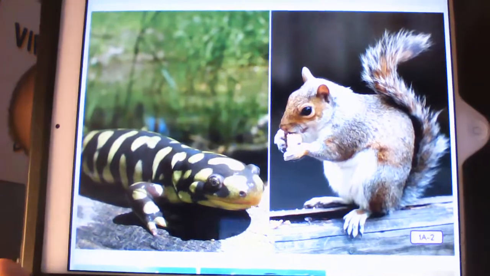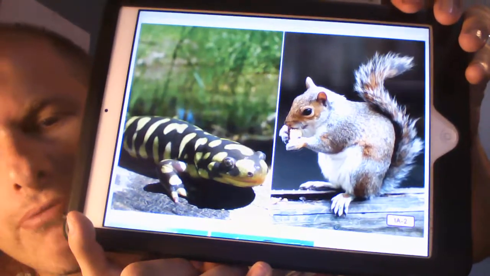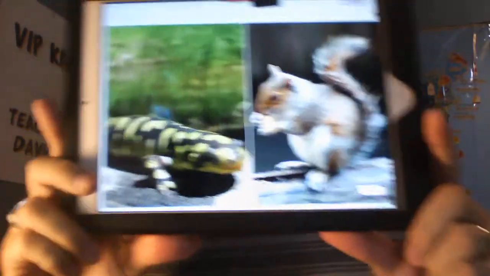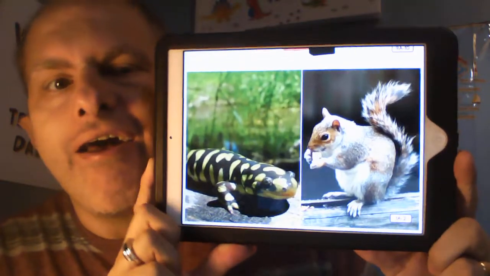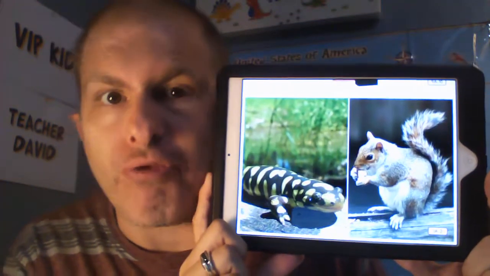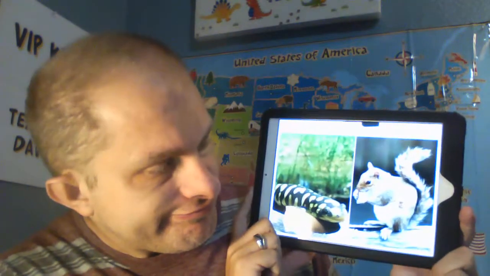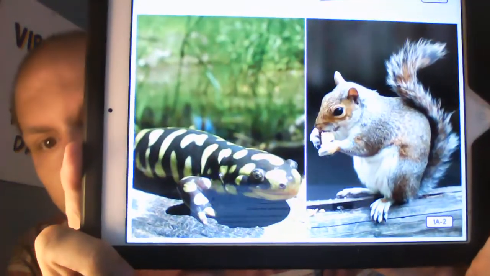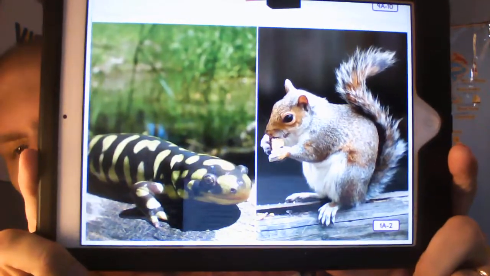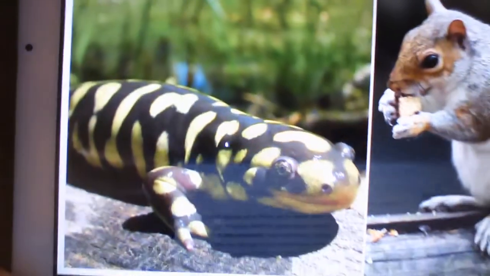Salamander and squirrel. Okay? One way you make sense of our world is by sorting things into categories or groups. Look closely at this picture of the salamander and squirrel. Notice their characteristics. Can you name any ways that salamander and squirrel are alike? How are they different? Obviously, body covering, they're different. One has fur, the other one has skin. They both have beady little black eyes, actually.